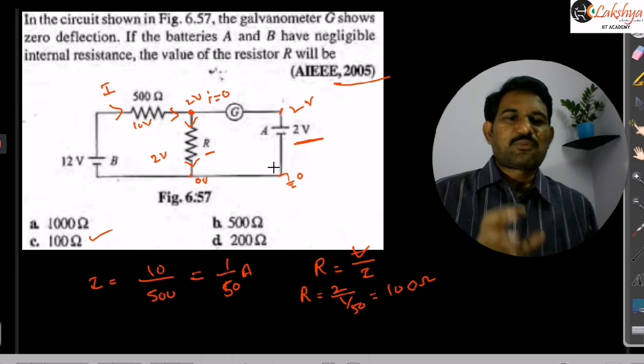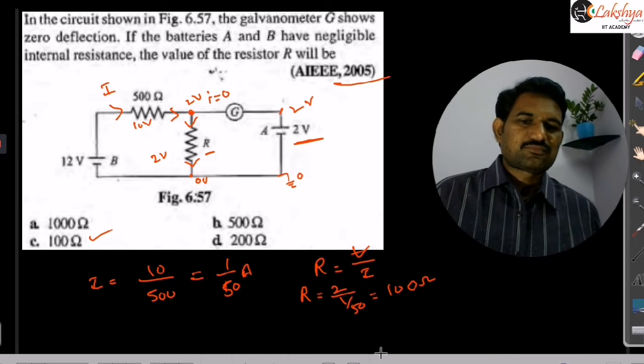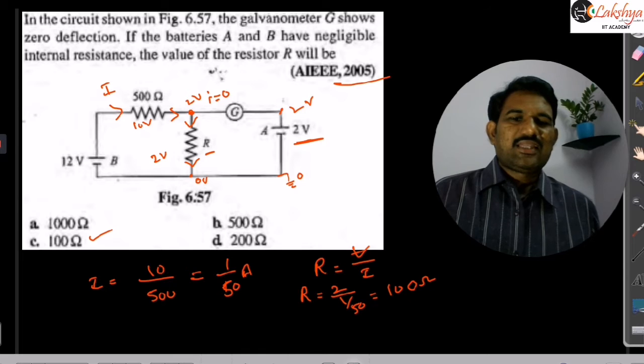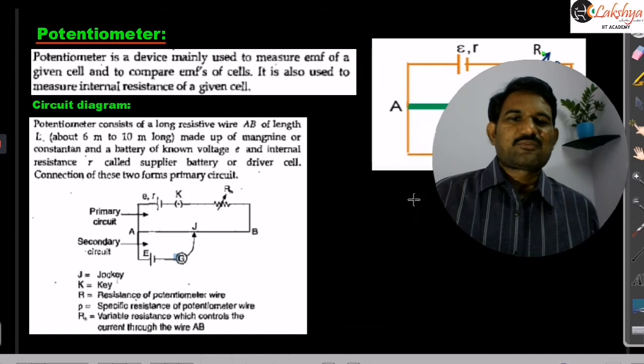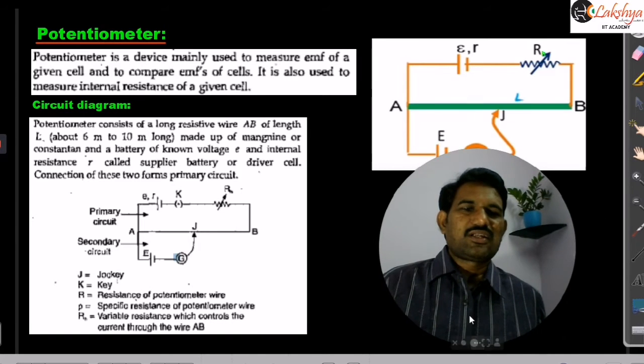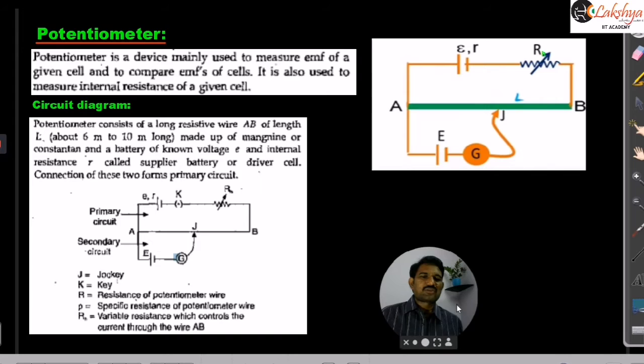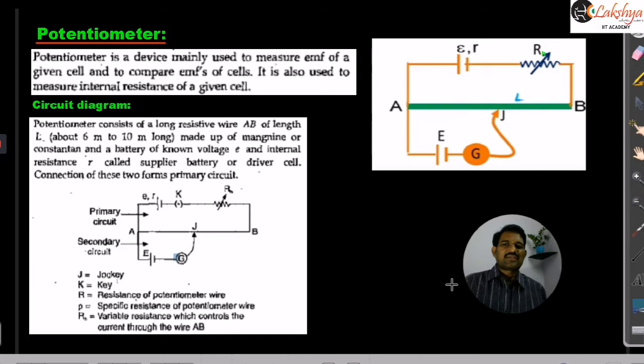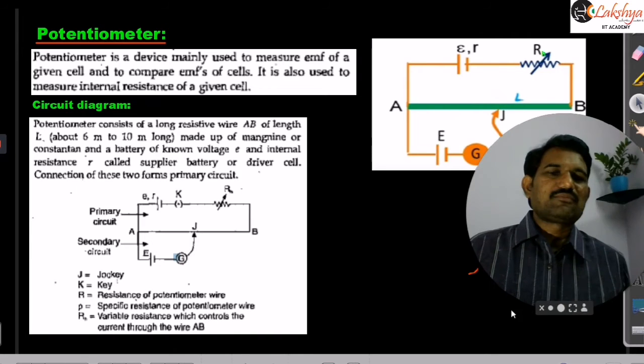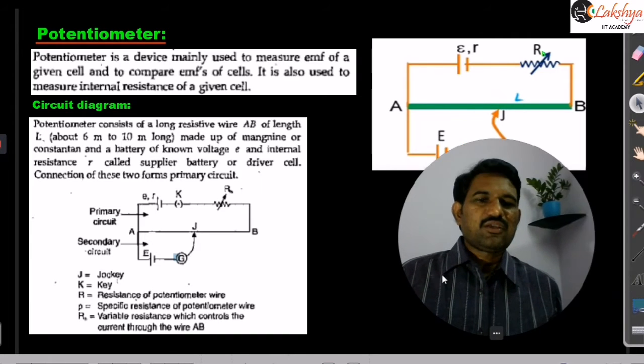Now I can show the experimental setup and this potentiometer, and then I will show an animated video based on this. First, let us simply show what this potentiometer is and what its uses are. A potentiometer is basically a device used to measure the EMF of a cell, or we can compare the EMF of two cells, or we can find the EMF of an unknown cell.